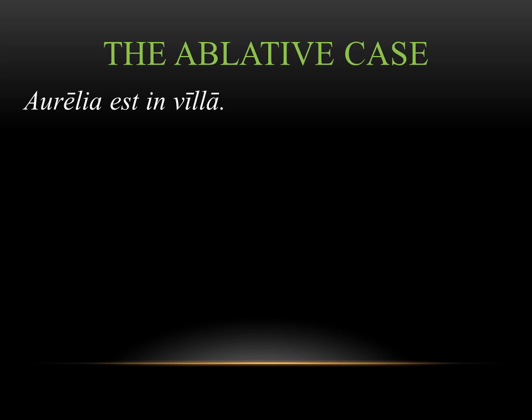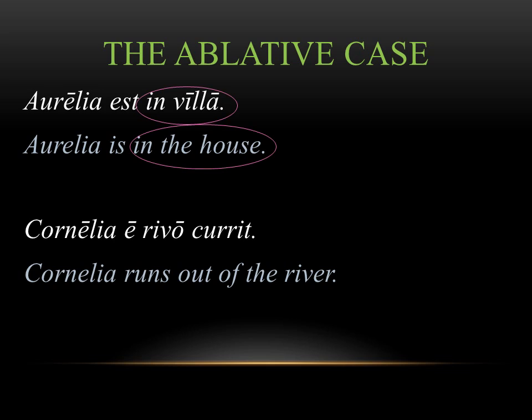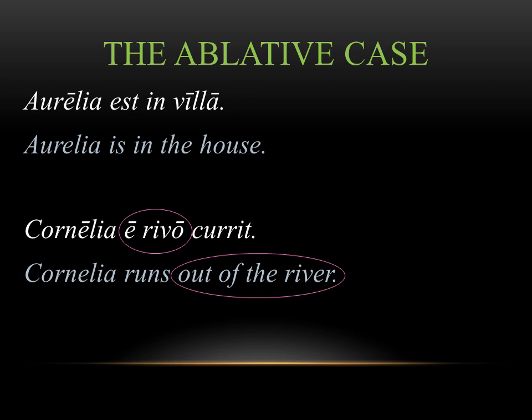So for instance, let's look at a few sentences. Aurelia est in villa, or Aurelia is in the house. Cornelia e rivo currit, which means Cornelia runs out of the river. Both of these sentences have prepositional phrases. In the first one, we have in villa, which means in the house. And in the second, we have e rivo, which means out of the river. The second shows motion out of, and the first shows position without any movement. So we're using the ablative case in both, and you can recognize the ablative by that long A and long O ending.